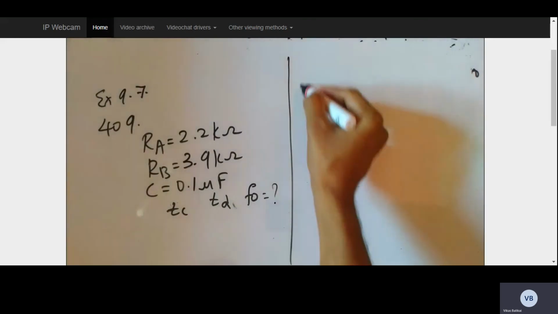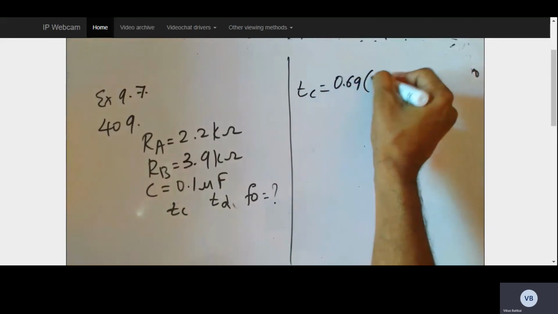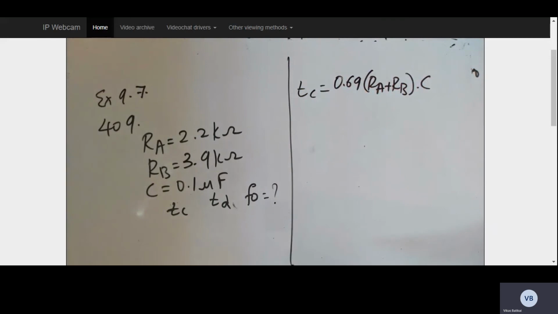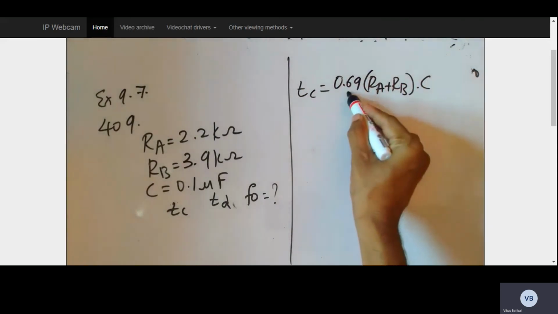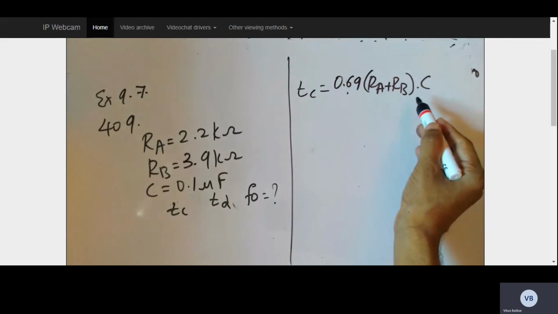So the expression for my TC, what was my TC? TC was given as 0.69 times (RA plus RB) multiplied by C. So if this is the scenario, let's put in all the values. 0.69 is a constant. RA value has been given as 2.2K, RB value is 3.9K, multiplied by 0.1 microfarad.